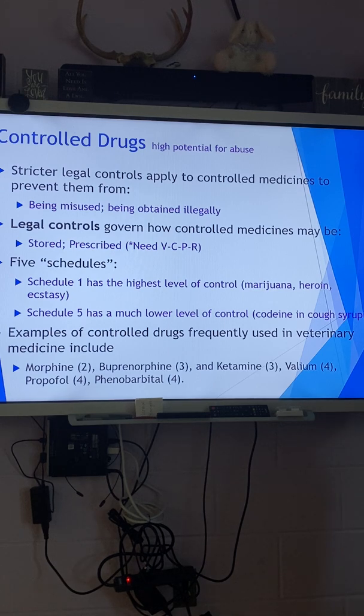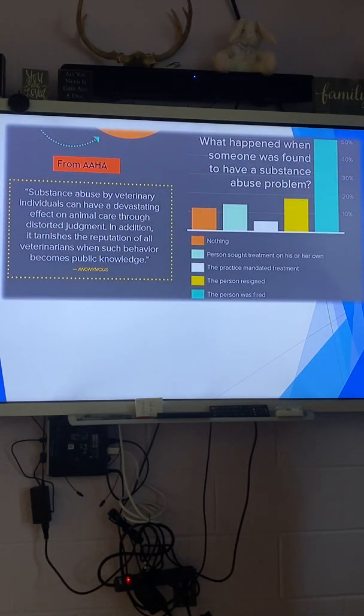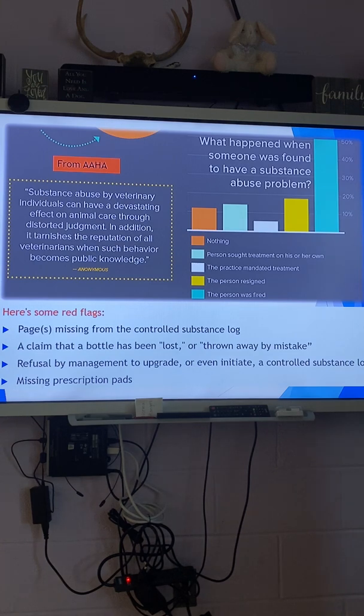All right, let's do one more thing and then we'll be done. This is a chart talking about substance abuse. I don't even know if this is on your notes. It might not be. I don't think it is. I think it's just a little discussion.